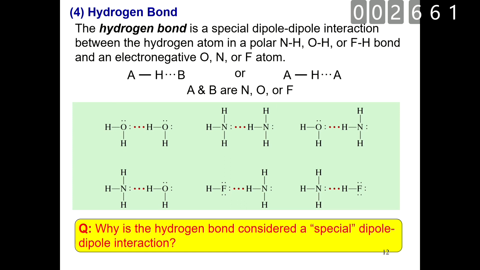Now we introduce the first one, hydrogen bond. So what's a hydrogen bond? A hydrogen bond is a special type of interaction between the hydrogen atom in a polar N-H, O-H, or F-H bond and an electronegative oxygen, nitrogen, or fluorine atom. So for example, between water molecules, oxygen and hydrogen will form a hydrogen bond. N-H hydrogen bond, F-H hydrogen bond. So this is called hydrogen bond.